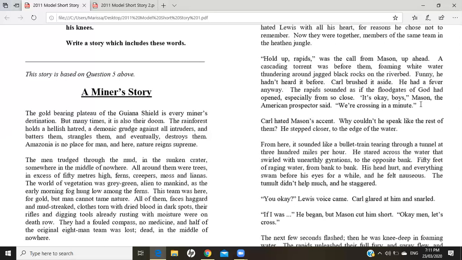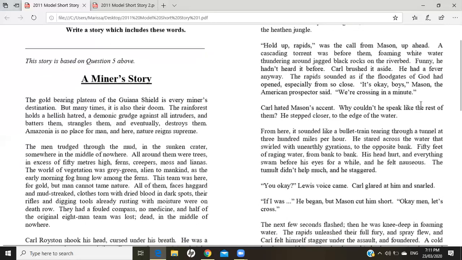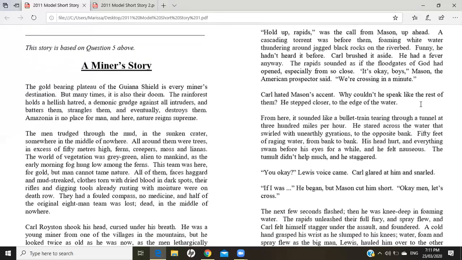What are they talking about? The river. Yeah, they're talking about the river, a little waterfalls. So this is the kind of conflict that they're going to be facing, right? This is a conflict with nature.